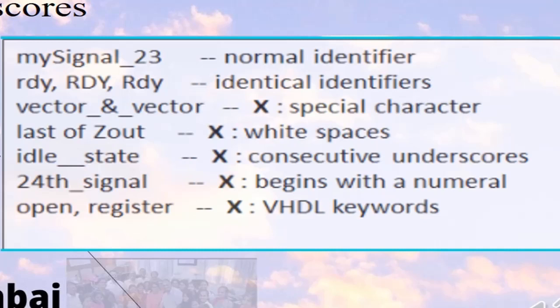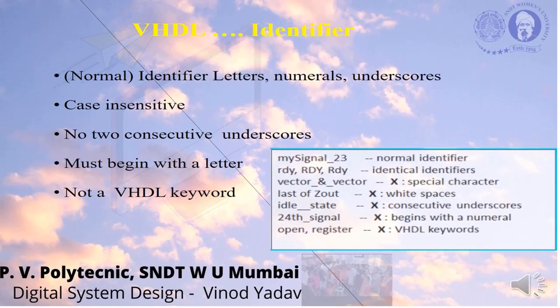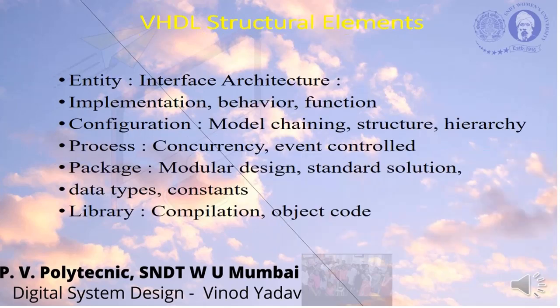Last of Z out. White spaces are not allowed. Whenever you want to give space, you should use underscore. Then idle state: you see that there are two consecutive underscores. That is also not allowed. 24th signal: is it allowed? No, it is not, because it does not start with a letter but with a number 2. Then open and register: these two are not allowed because they are VHDL keywords. This is the way when you are defining any kind of identifier, either in generics or in constant or in variable, you should be careful to follow the VHDL rules.